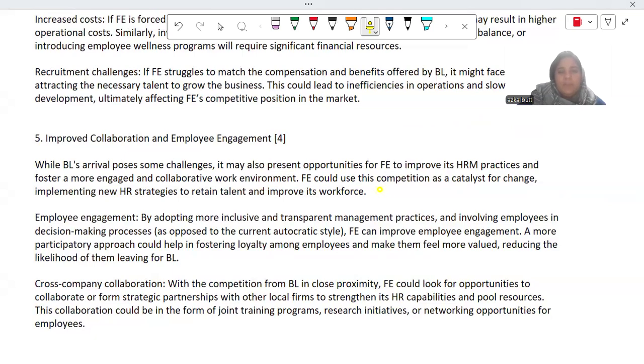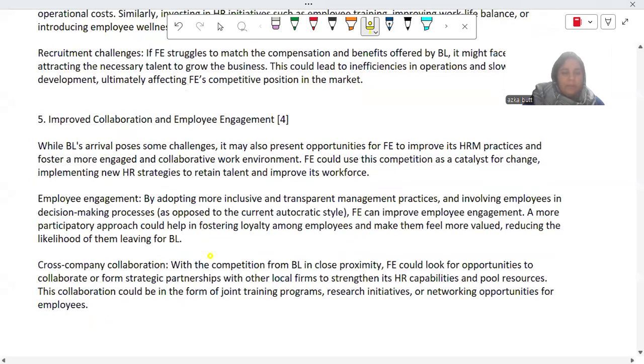So FE could use this competition as a catalyst for change, implementing new HR strategy to retain talent and improve its workforce. Of course, it's a kind of opportunity for FE that they can do something nice for the HR strategy. By adopting more inclusive and transparent management practices and involving employees in the decision-making process, as opposed to the current automated style, FE can improve employee engagement with a more participatory approach, and help in fostering loyalty among employees and make them feel more valued, reducing the likelihood of them leaving for BL. So you need to write two advantages.